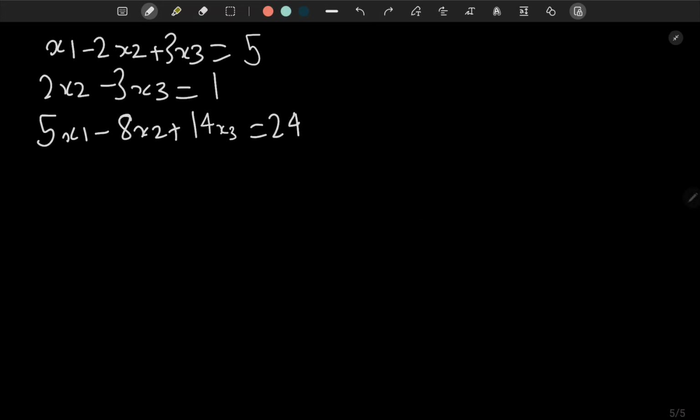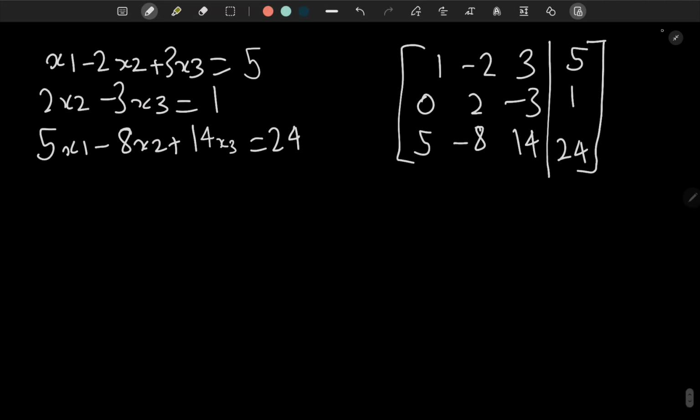Here we have three unknowns, which are x1, x2, and x3, and we need to find their values. The first step is to write this system into the augmented matrix format, which is just writing the coefficients on the left-hand side of the x1, x2, and x3, and the number on the right-hand side. Let me just show you what that looks like.